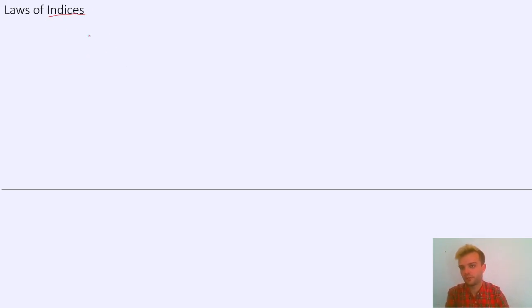Indices are powers. So if you remember in BIDMAS, the I stands for indices because you do things like 2 cubed quite early on in the calculation. This is an index. So we're looking at powers, basically, the laws of powers, you could call it. And there are 4 rules.